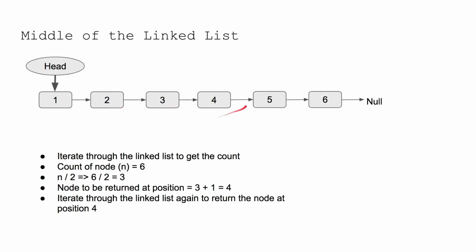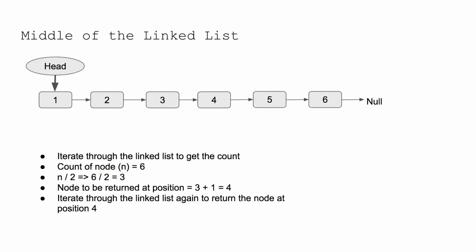Similarly, when we have an even number of nodes in a given linked list, we can simply follow the same steps. We'll iterate through the linked list and get the count of nodes. For this example, we have the count of nodes as 6, and then we'll simply divide it by 2 and get 3. And then as the description asks for the second middle node, we'll simply need to add 1 so that we can get the position of the node which needs to be returned. And then again, we iterate through the linked list up to that position, and then we will return the middle element.